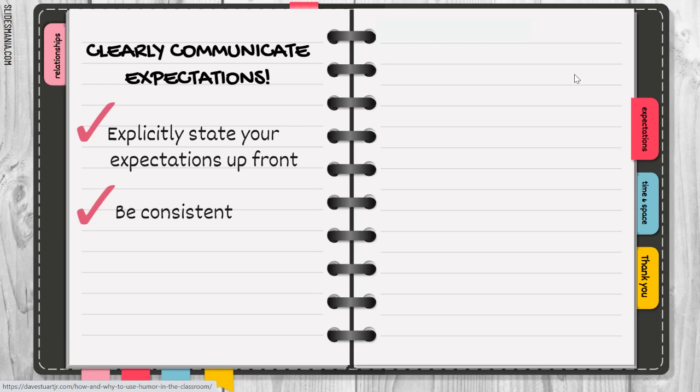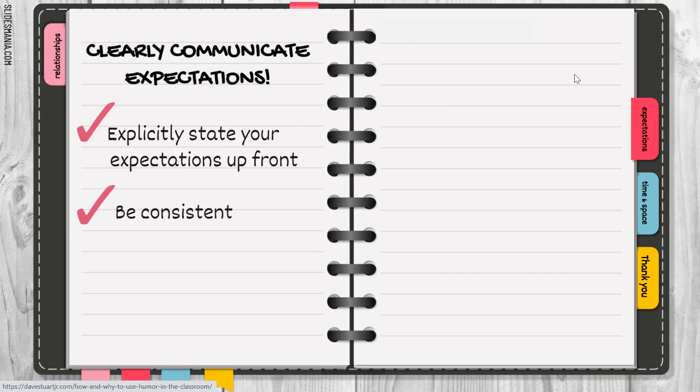And know that consistency is the key here. If you provide a consequence for one student who broke a rule on not running, for example, you need to do so for any other student who breaks it. Otherwise, you run the risk of appearing as though you're playing favorites, which can quickly discount you in the student's eyes.